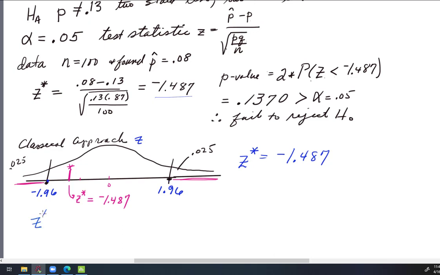Now what's our conclusion going to be? Well, z star is not in the critical region. Therefore, we fail to reject H naught. It's the same conclusion. Well, it's always the same conclusion as what we get with the p-value approach. And it's not necessary to do both approaches except for practice.